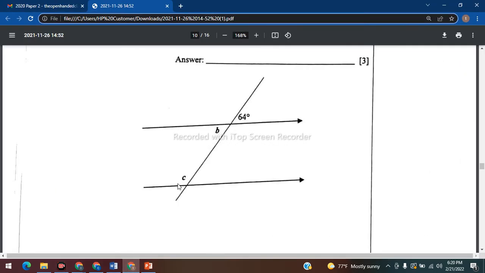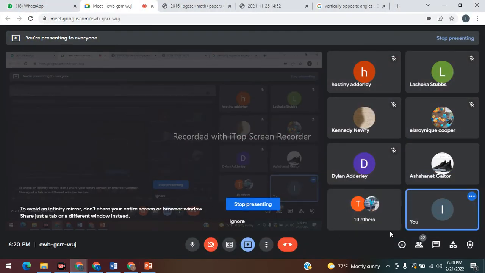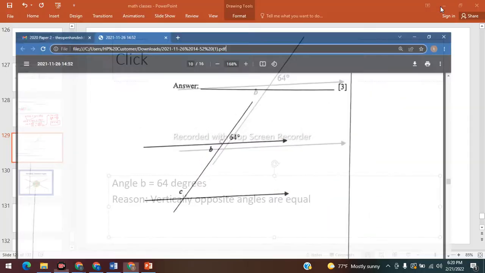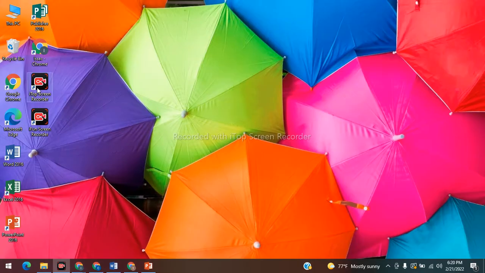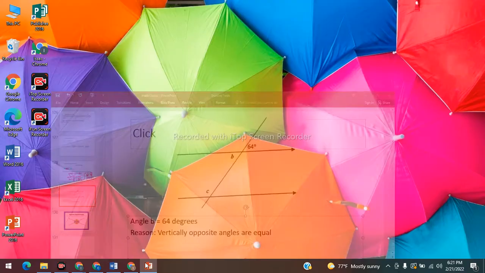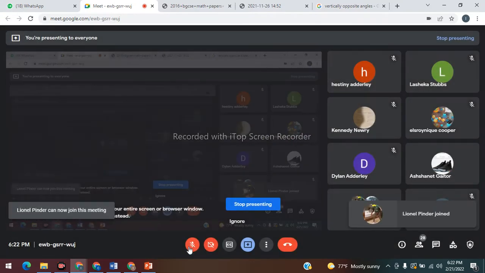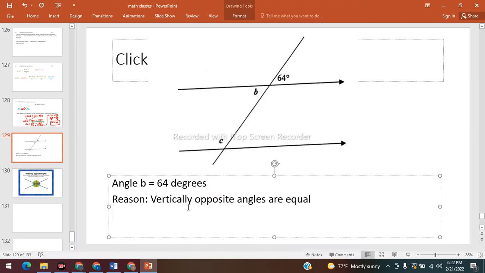Okay. So let's consider question B. Wait, give me 2 seconds. All right, my apologies for that. So let's look at angle C. Any ideas with angle C?